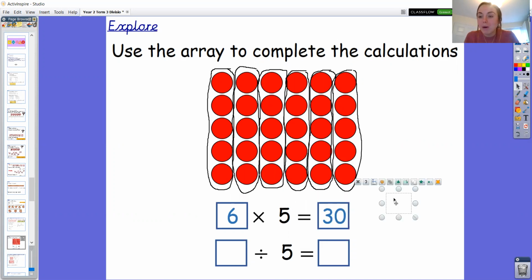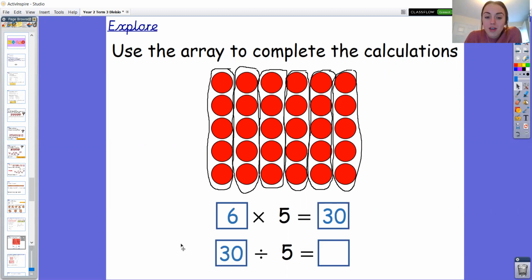Brilliant. Let's say this multiplication together using the word times. 6 times 5 equals 30. Brilliant. Well done, year two. Okay, so using what we already know from the multiplication and the array, we're going to work out the missing numbers in the division. So with division, the whole amount is the dividend, so the number that comes first in this division written here. So what is the dividend?